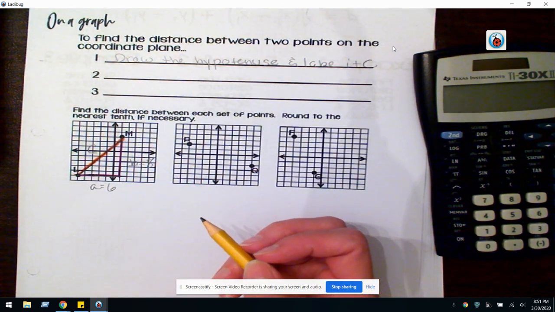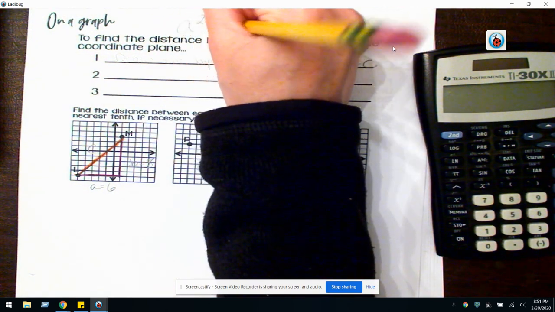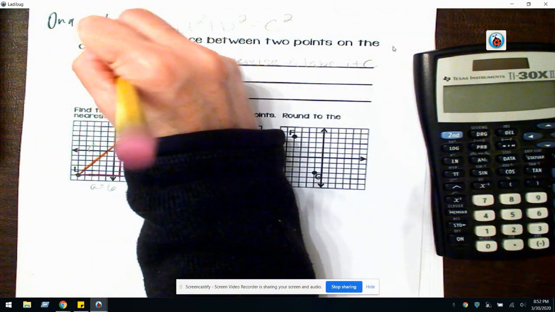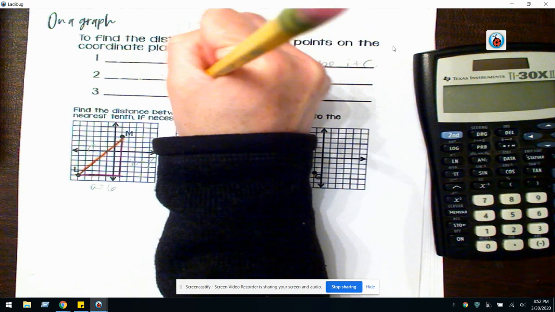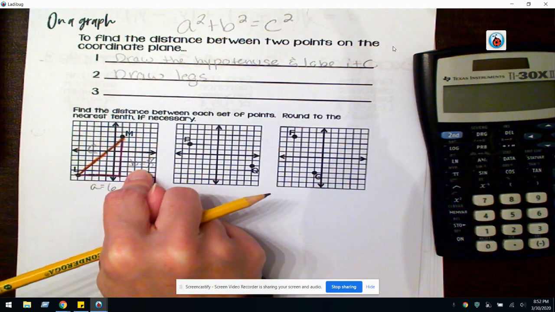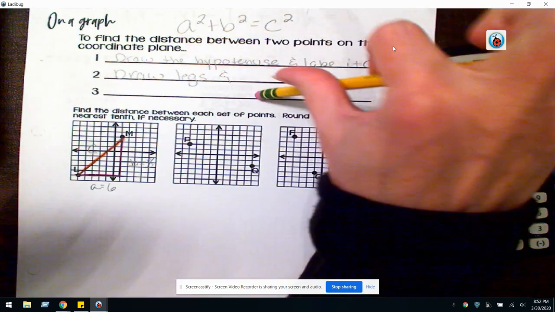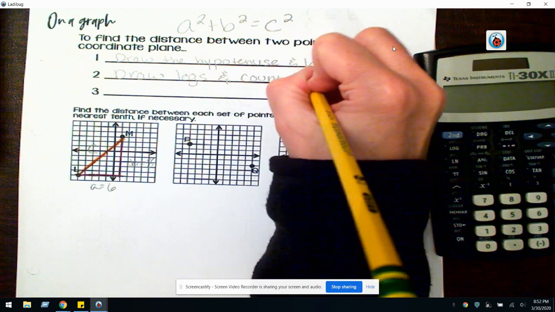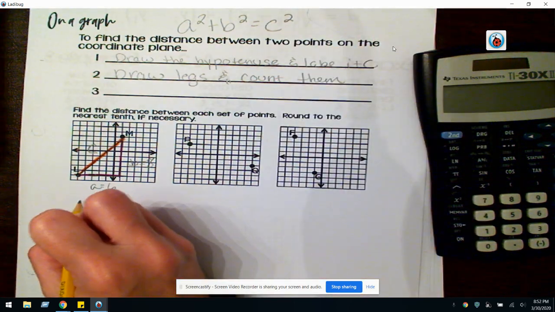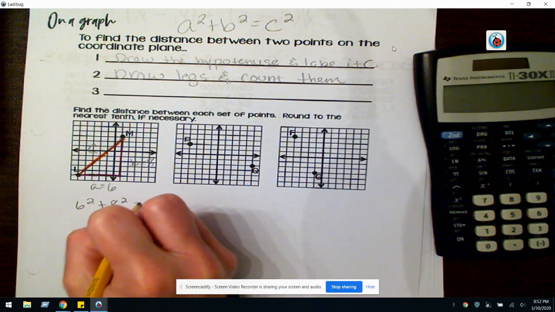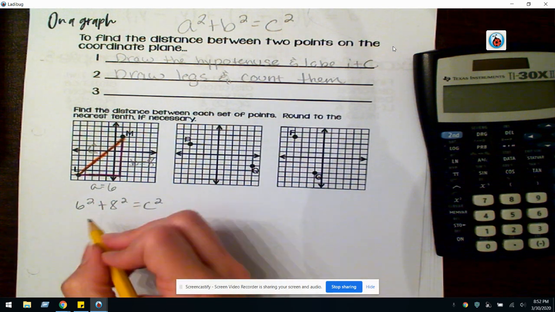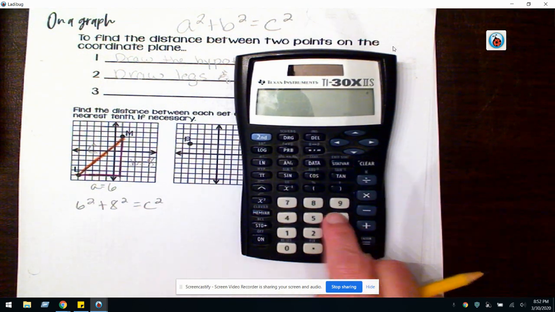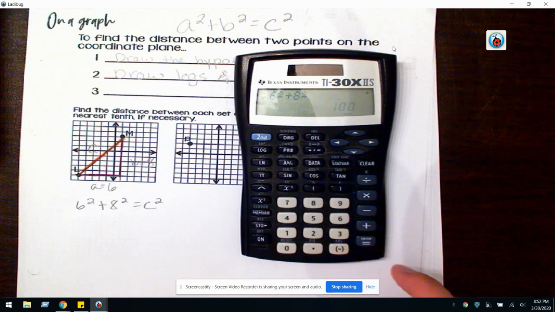So I just plug those into my A squared plus B squared equals C squared. So the second step was to draw the legs, which is what I did right here, and count them. So we have 6 squared plus 8 squared equals C squared. And we just type those into our calculator. Here's my handy dandy calculator. 6 squared plus 8 squared equals 100.